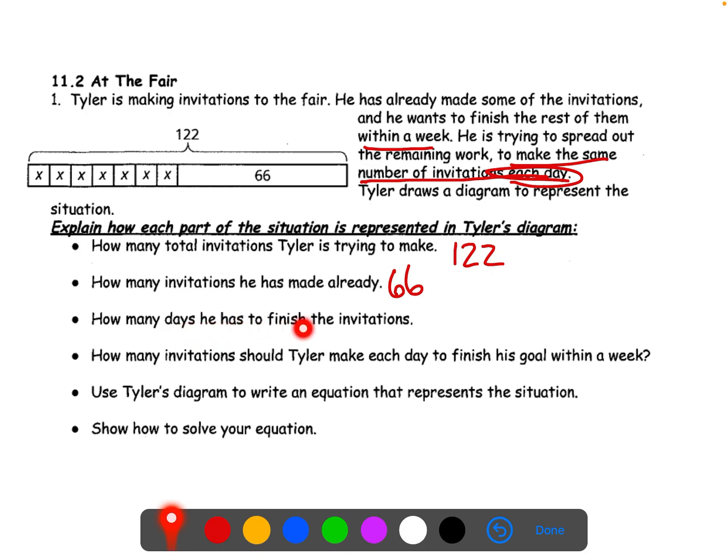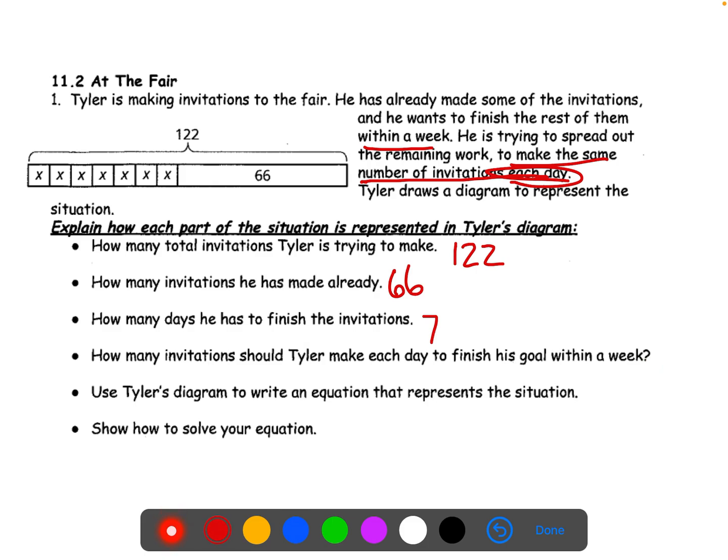And how many days he has to finish the invitations. Well, based on the situation, it says that he wants to finish them within a week. So counting up 1, 2, 3, 4, 5, 6, 7, we have 7 days, 7 days in a week, will be what we're talking about. And now we need to know how many invitations should Tyler make each day to finish his goal within a week. So now we're solving.